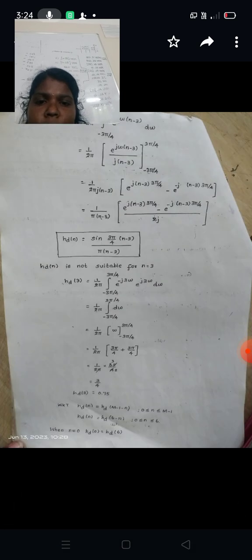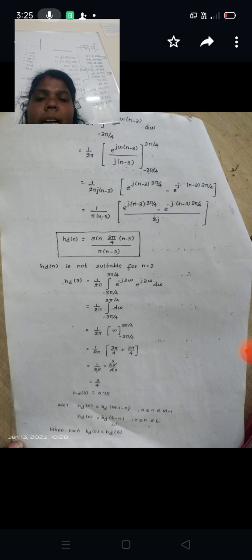Okay, so therefore hd of 3 is equal to 1 by 2 pi integral from minus 3 pi by 4 to 3 pi by 4 of e power minus j 3 omega into e power j 3 omega d omega. Here, the same 3 omega, e power minus j 3 omega as well as e power j 3 omega, so e power 0 is equal to 1. Therefore, hd of 3 is equal to 1 by 2 pi integral from minus 3 pi by 4 to 3 pi by 4 of d omega.